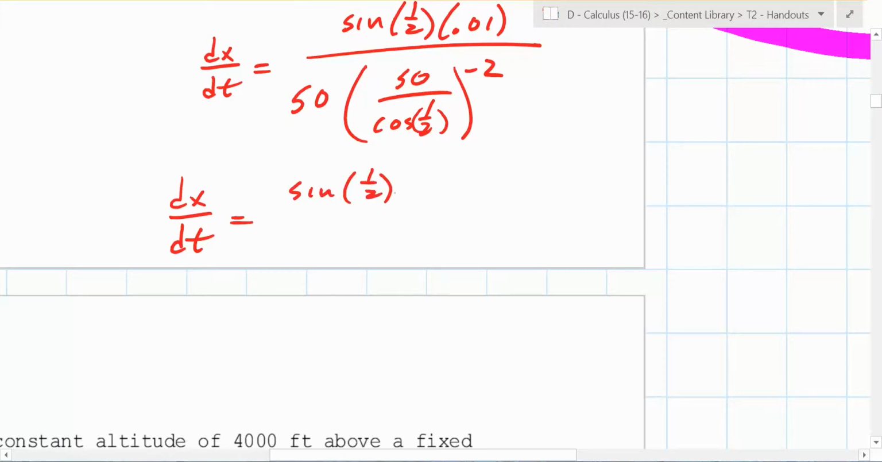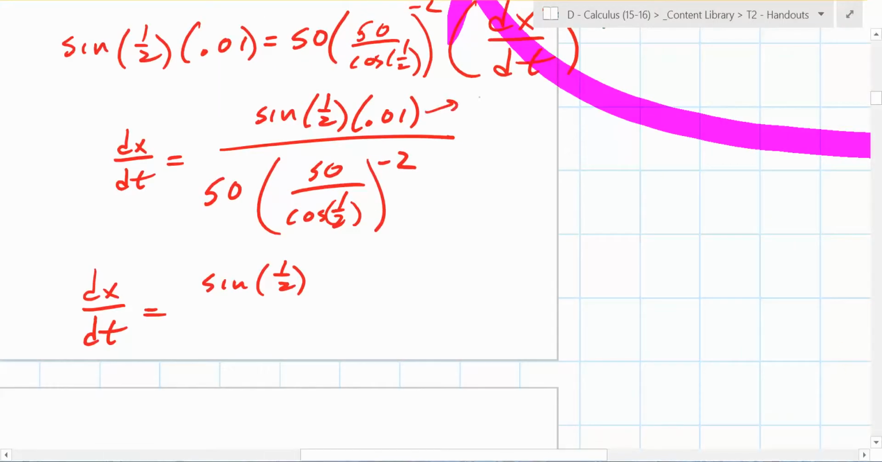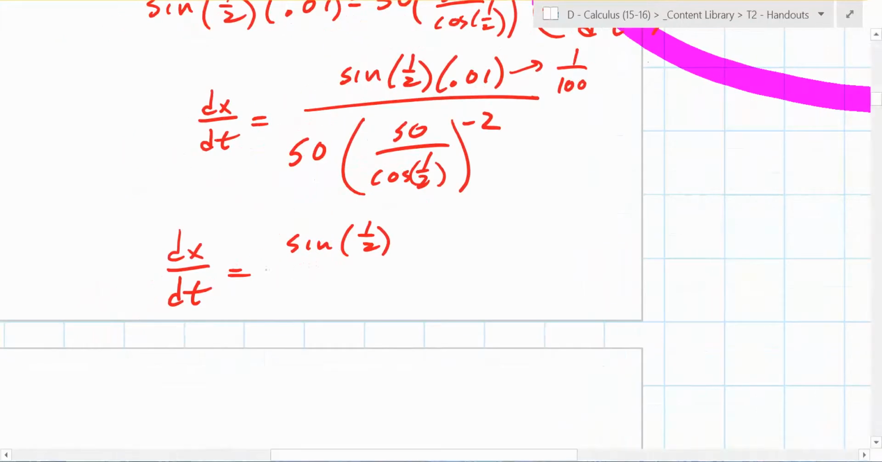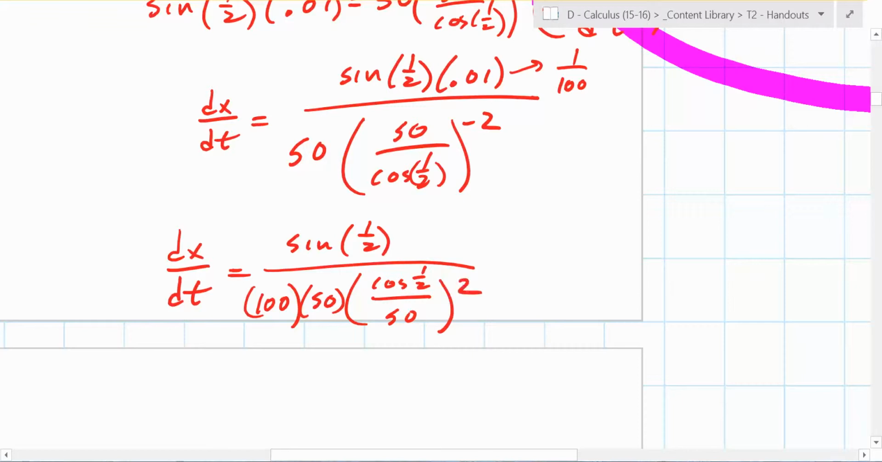This stays the same, right? What is 0.01? That's 1 over 100, right? So where could we put that? That's 100 times, there's a 50 down there already, right? But then this becomes what? Cosine of 1/2 over what? Quantity what? Squared. So does some stuff here cancel?